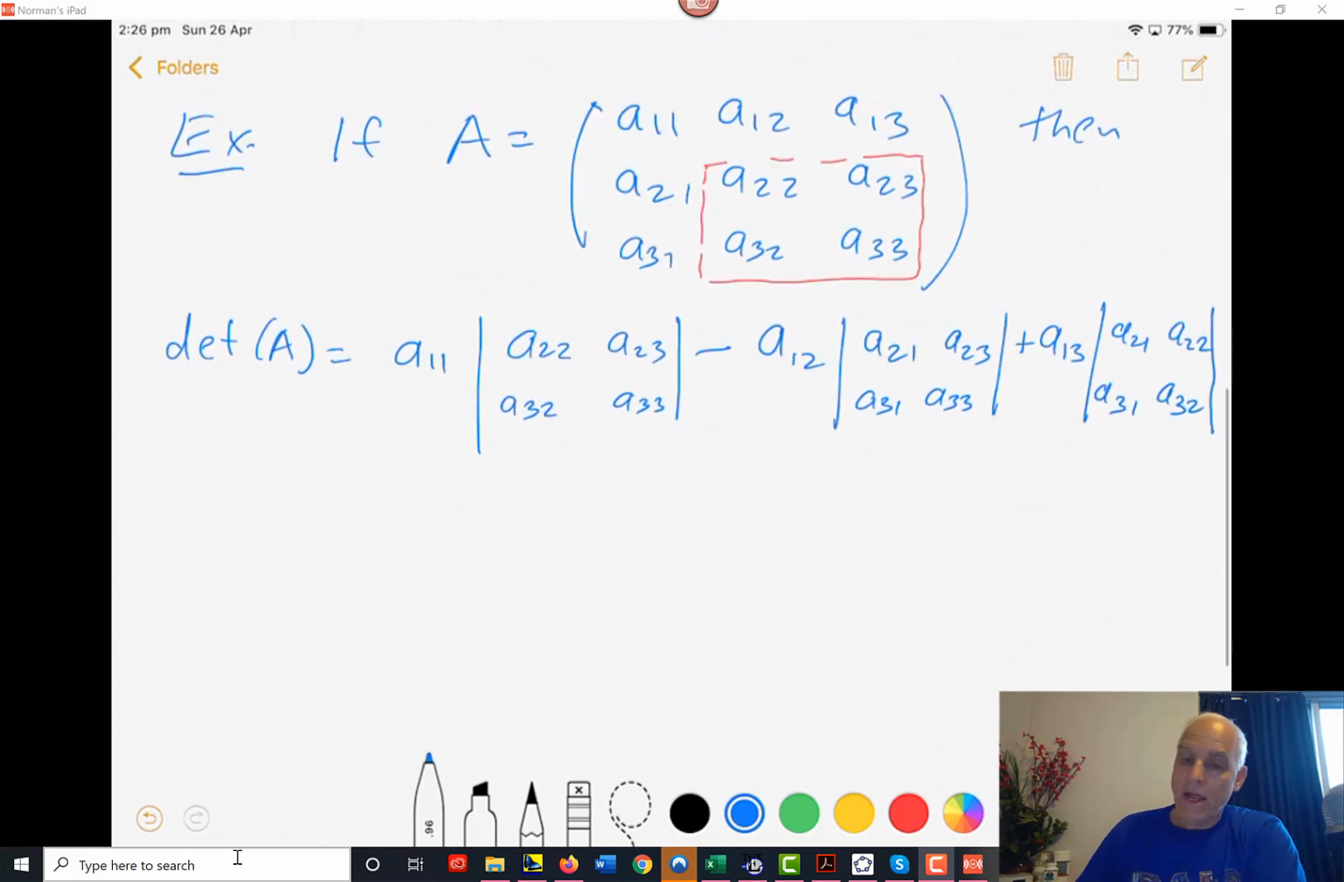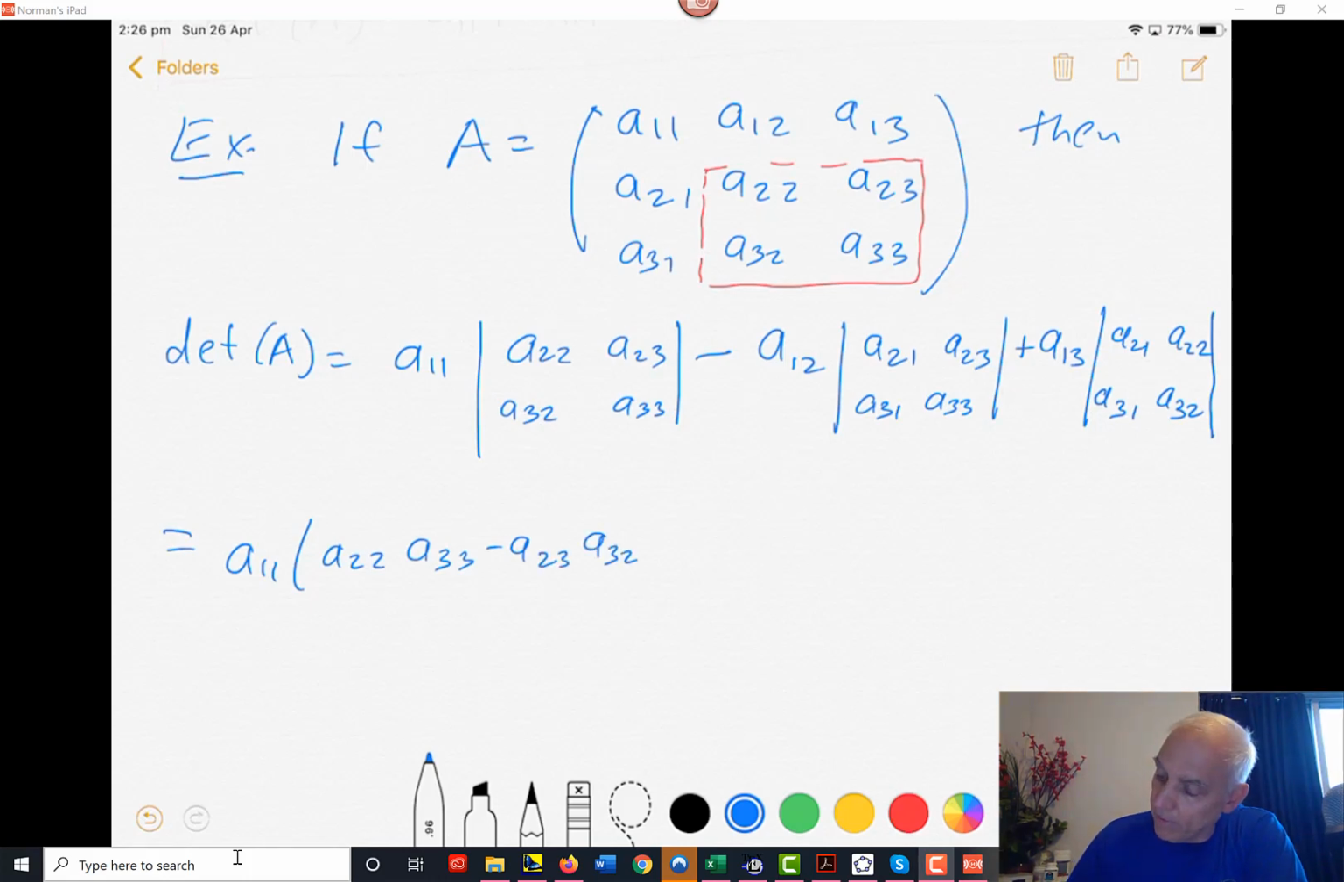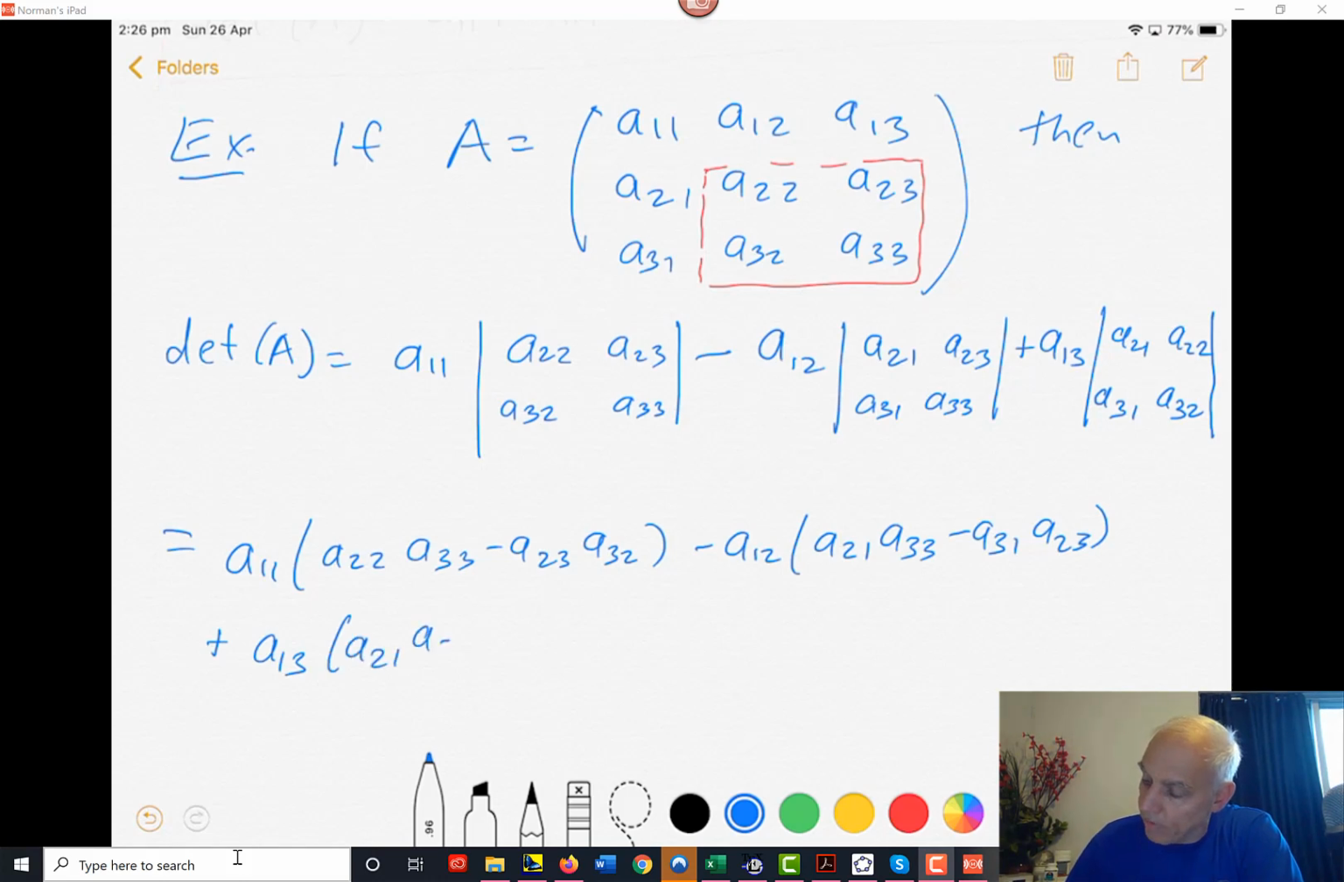Now each of these 2 by 2 determinants we can calculate. So the first one will be a_22 times a_33 minus a_23 times a_32, and then minus a_12 times a_21 a_33 minus a_31 a_23, and then finally plus a_13 times a_21 a_32 minus a_31 a_22, I guess.